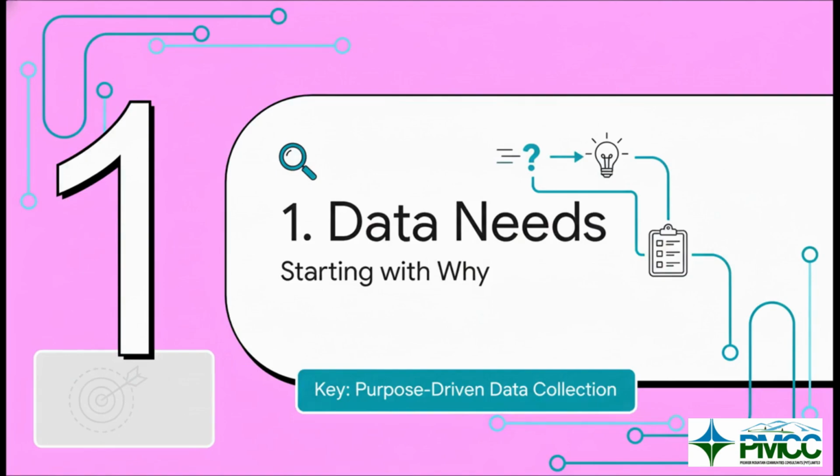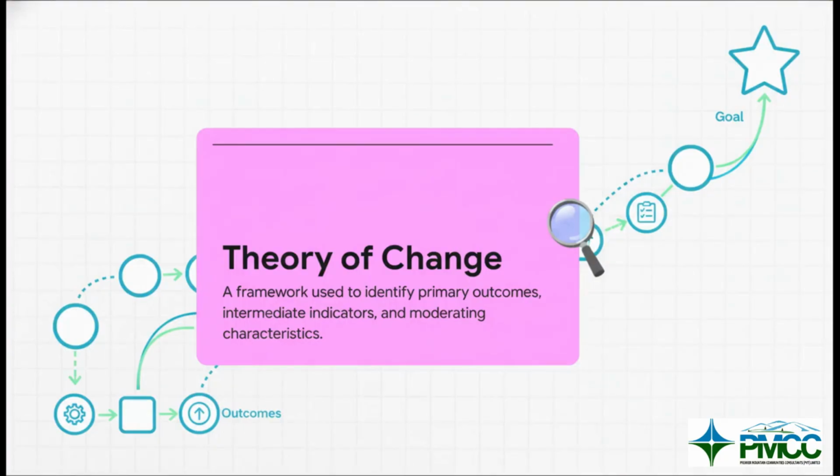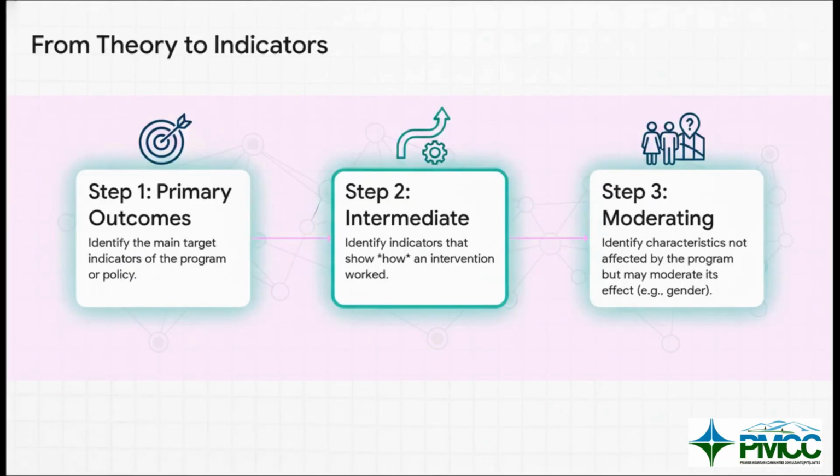And for us, as MEL professionals, the key is to anchor everything, and I mean everything, in the project's theory of change. I want you to think of the theory of change as your strategic map. Seriously, it's not just some document that sits on a shelf collecting dust. It is the blueprint that shows the causal pathway from your activities all the way to your ultimate goal. For us as evaluators, it tells us exactly what we need to measure along that path.